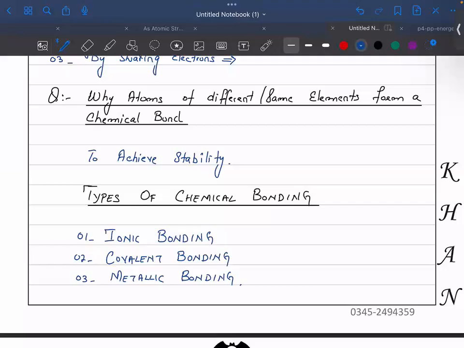Yes, sir. Sir, what does it mean by atoms of different or same elements?